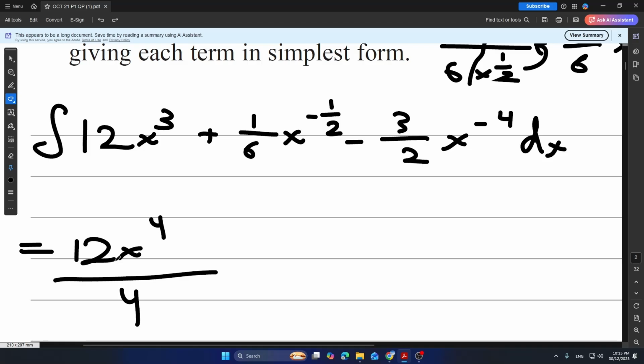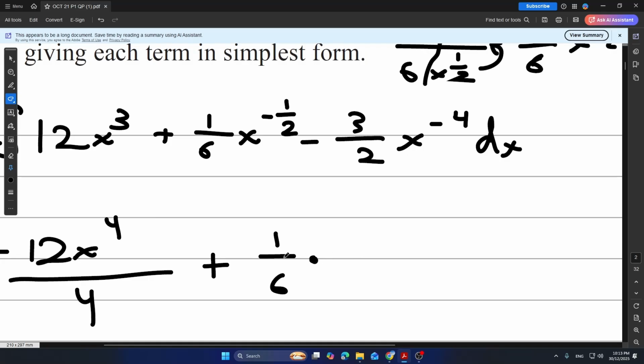Okay, so 12x power 4 over 4 plus, we will write 1 over 6, this fraction, and we will also write a multiplying sign. I will use the multiplying as a dot, so we do not get confused between this x and the x that is here. So 1 over 6 multiplied by, so add 1 here. Minus 1 over 2 plus 1 is just x power 1 over 2 divided by whatever is here. So it's going to be also 1 over 2.